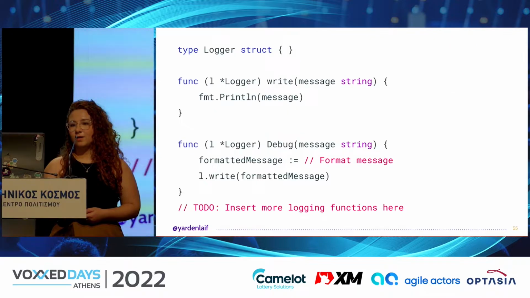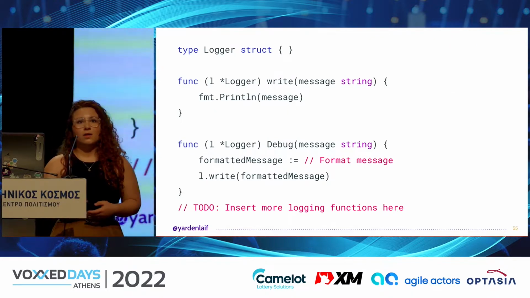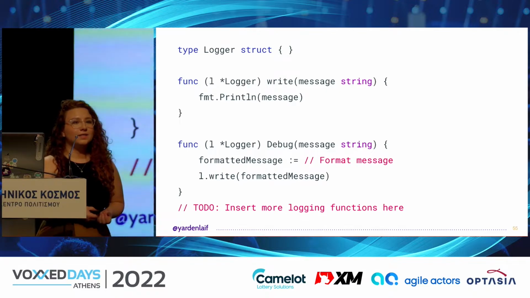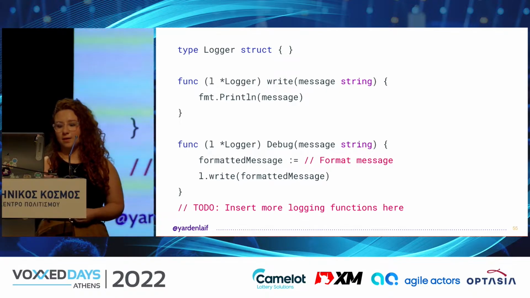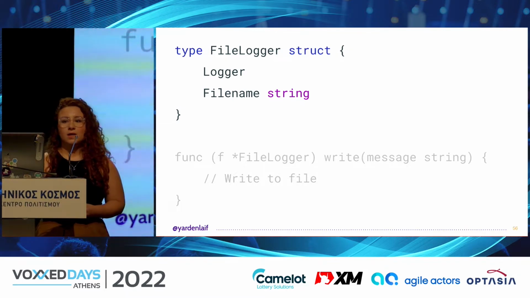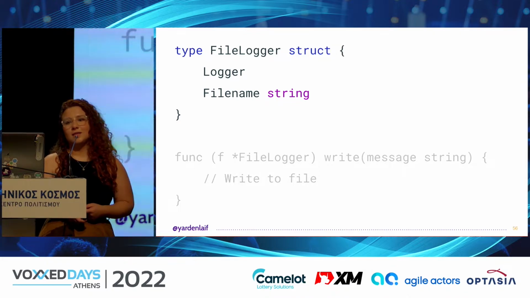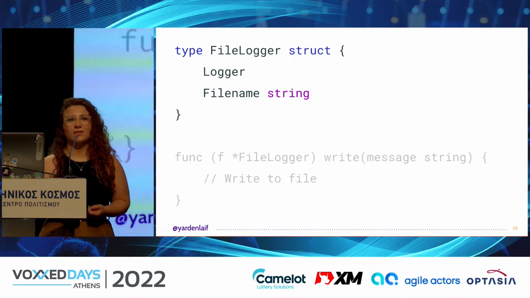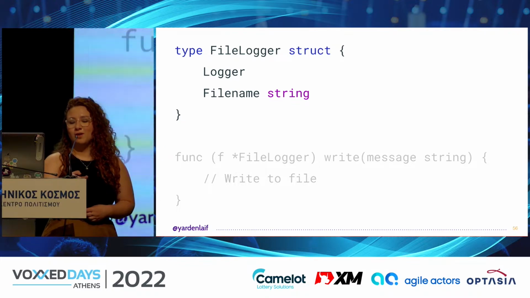So let's try and go back to our logger. Well, let's use the same methodology, right? If we inherited from logger last time, let's embed logger this time. So we're going to create a file logger struct. We're going to embed the logger in it. And I just added this file name field just so that we could have it there. It is important at the end of the day. We will need to know which file to log to.